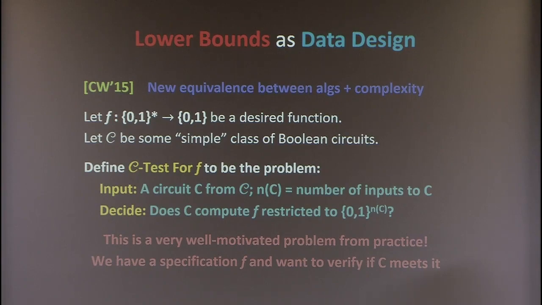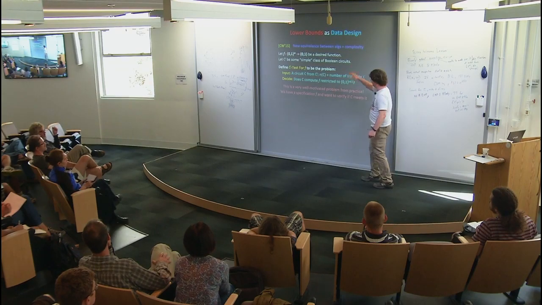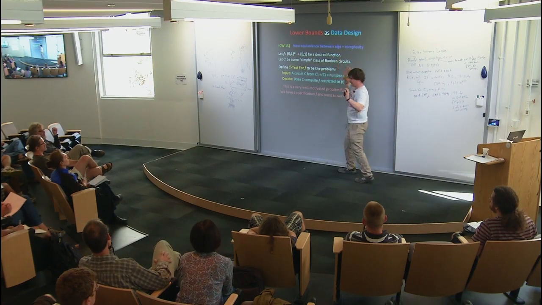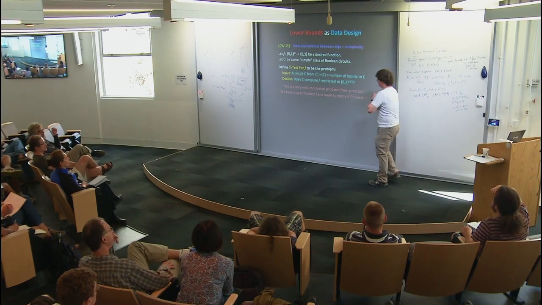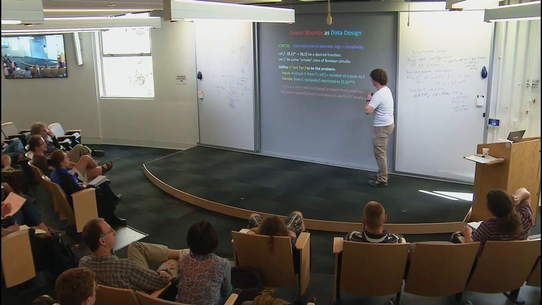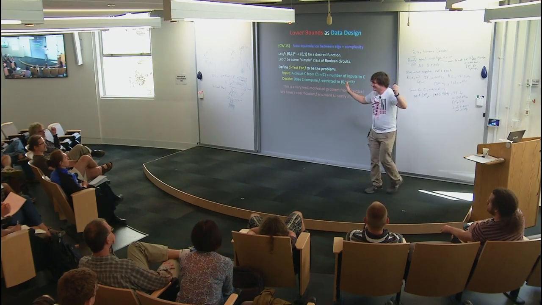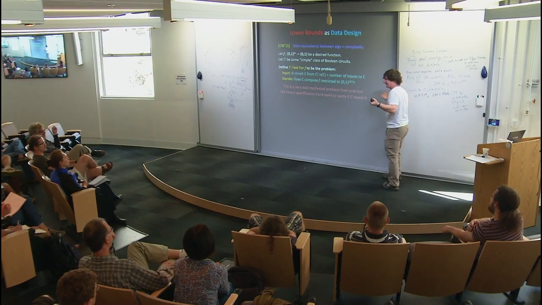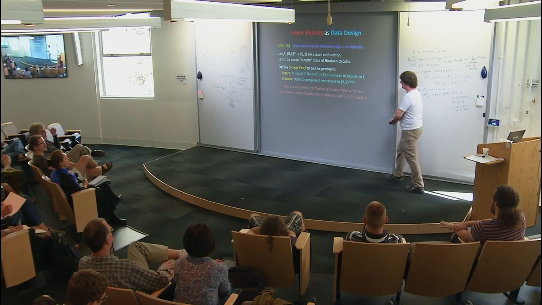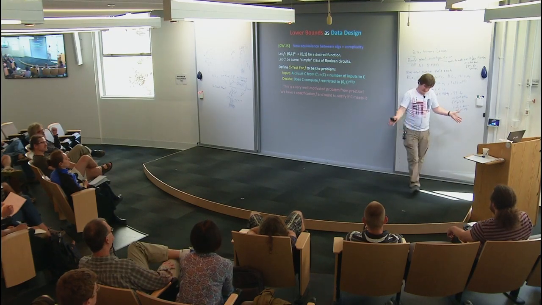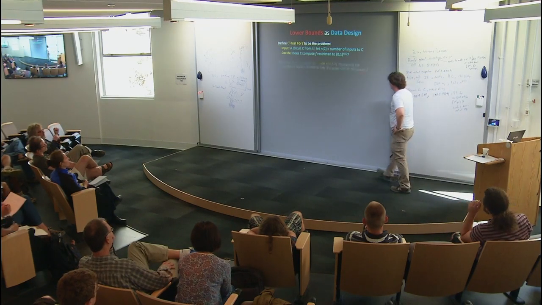So you think of f as some fixed function. For every class of circuits there is a C-test for f. For every fixed circuit class and for every fixed function, this is your problem. You could ask, does C compute, say, the all zeros function? And that becomes a SAT problem. To give a specific example, if it computes the all zeros function, it's unsatisfiable. That's the same. All right, so this is the problem stated again.